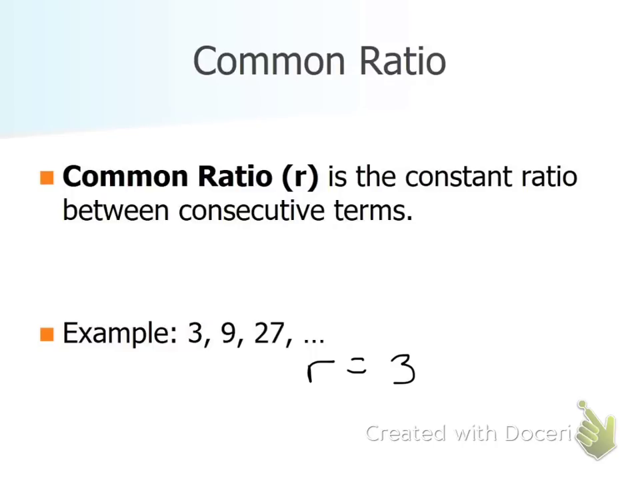In arithmetic, we call it D. We call it the common difference. For geometric, we call it the ratio.